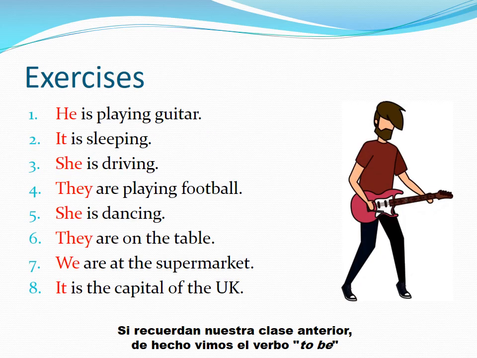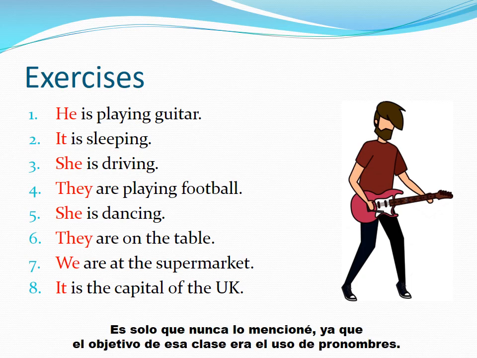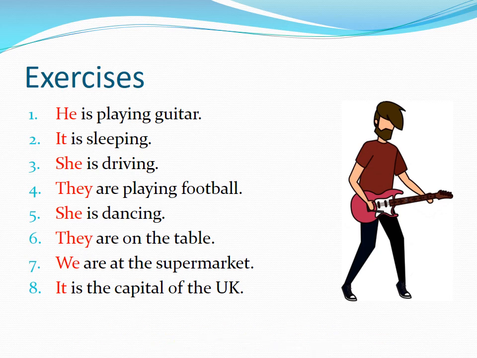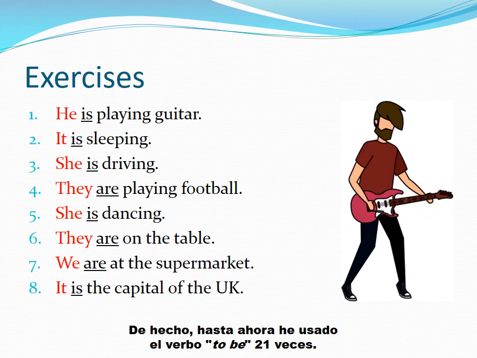Okay, so if you remember our previous lesson, we did see the verb to be on quite a number of occasions. I just never called attention to it because that lesson was about the use of pronouns. But if you look at the exercises we did in that lesson, you will see that this is the verb to be, and this is the verb to be. And all of these are the verb to be as well. As a matter of fact, so far I have used the verb to be a total of 21 times. So let's see how the verb to be is conjugated in present simple.